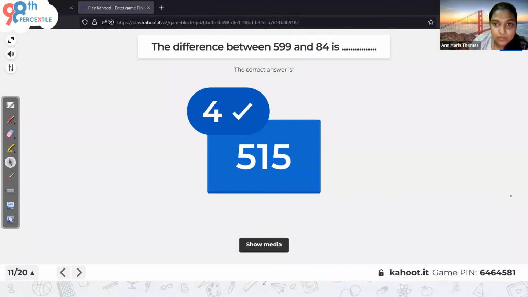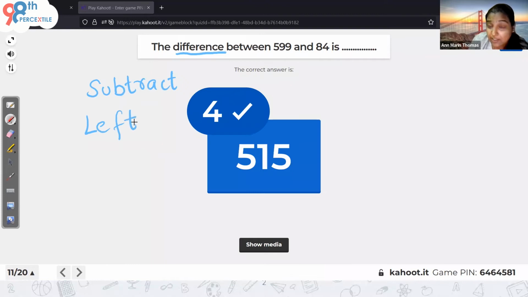Okay, here we go. Let's quickly look at the question. We have something called difference. What does difference mean? Which operation does it mean? Yes, you had to subtract here. Difference is the term we use for subtraction. We also use the words left and remaining to find out the remaining. These are some of the terms which refer to the subtraction operation. So they use the word difference here, so you had to subtract.